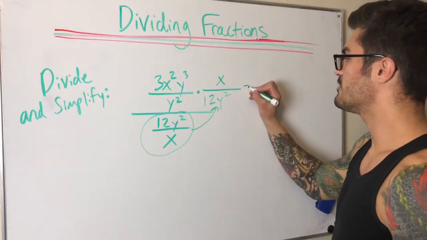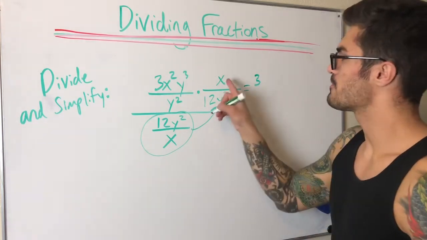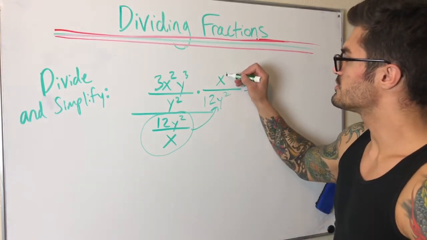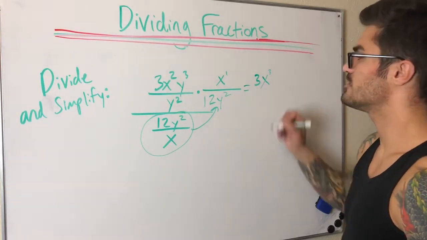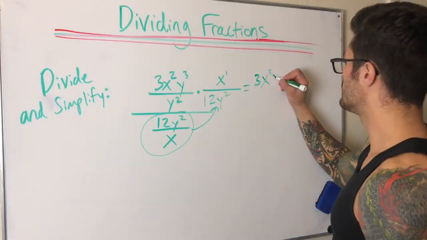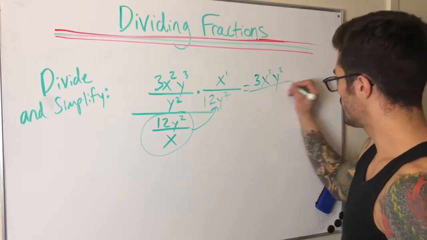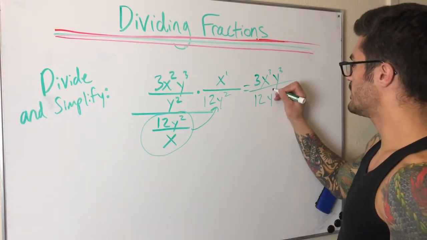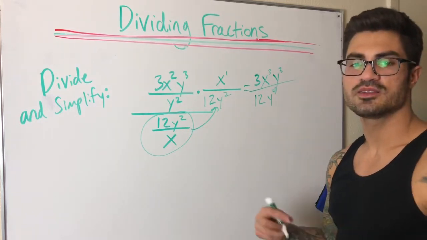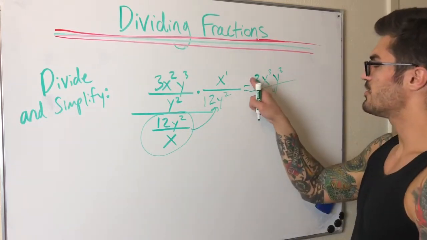So what do I have here? I have 3. Let's see, this is a 1, so I just add 1 plus 2. That gives me the x cubed. Remember my exponent laws? y cubed over, let's see, what do I have left? 12y to the 4th. And now I can simplify, fully simplify.